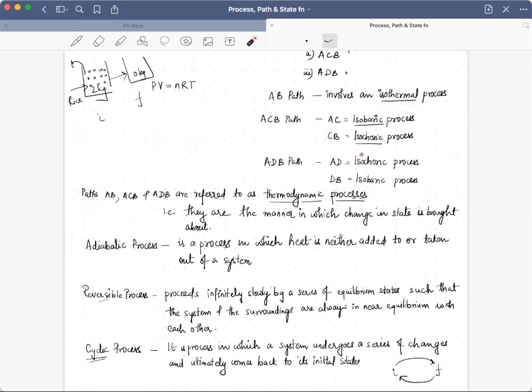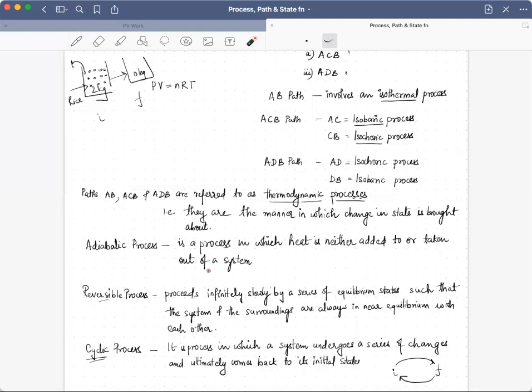Okay, and we also looked into different types of process. So you should be aware of what you mean by an isothermal process, isobaric process, isochoric process, adiabatic process, reversible, cyclic process. These are some of the very important processes which sometimes might be asked for to define. So you should be able to define them.